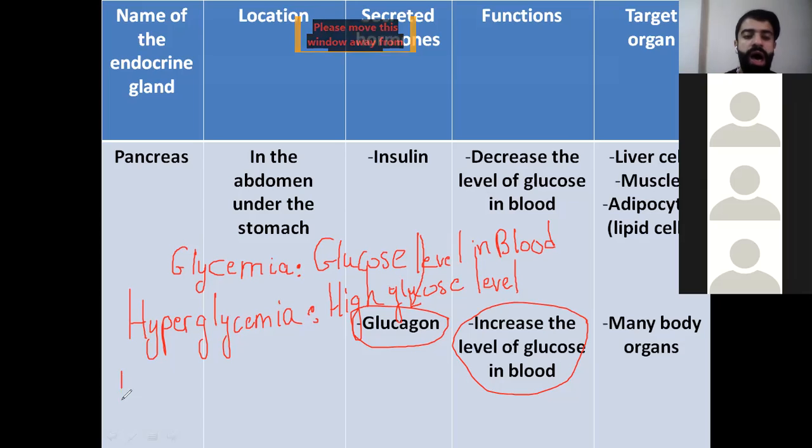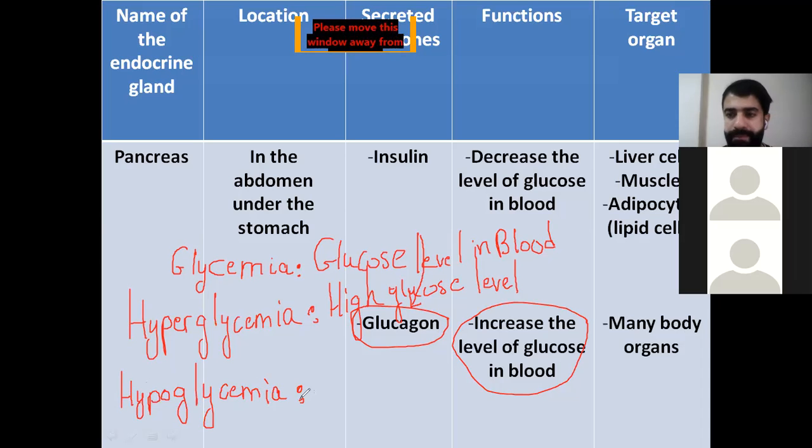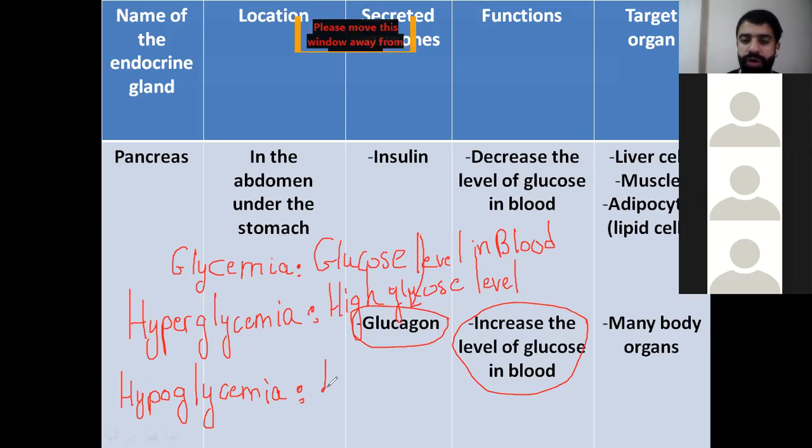What if I say hypoglycemia? What is the meaning of hypoglycemia? Yes, Yaqub. If hyper is a high level of glucose inside the blood, what about hypoglycemia? It's when your glucose is lower than the normal glucose level. Very good. We have a low glucose level. So here is the difference between glycemia, hyperglycemia, and hypoglycemia. You have to pay attention to this.